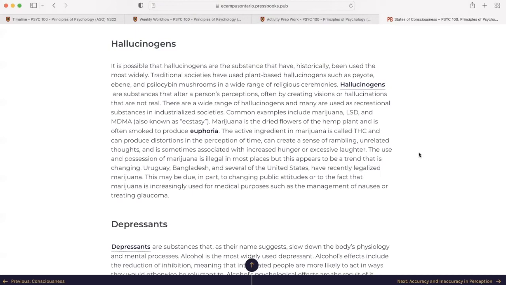The use and possession of marijuana is illegal in most places, but this appears to be a trend that is changing. Several countries have recently legalized marijuana. This may be due in part to changing public attitudes or to the fact that marijuana is increasingly used for medical purposes, such as the management of nausea or treating glaucoma.